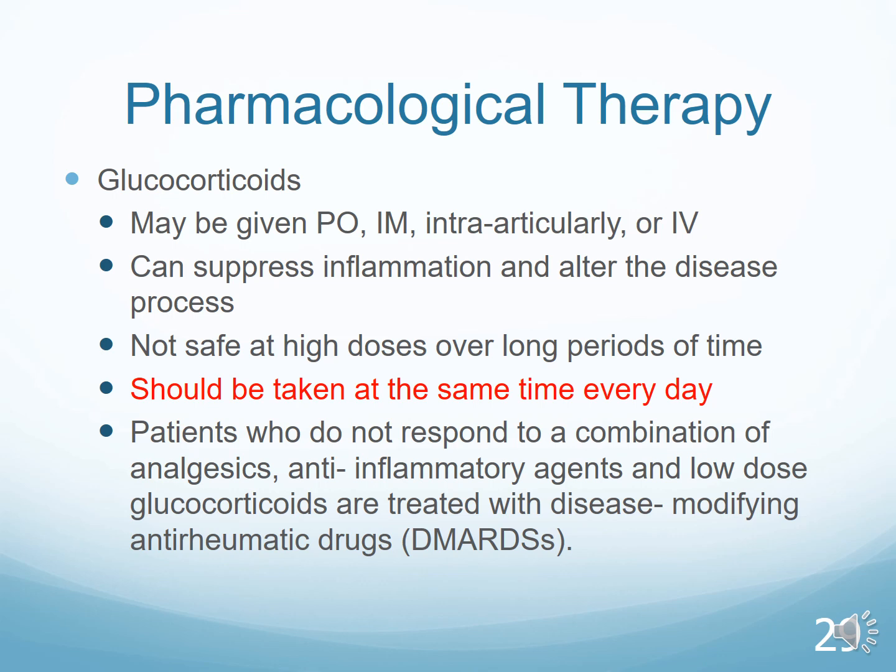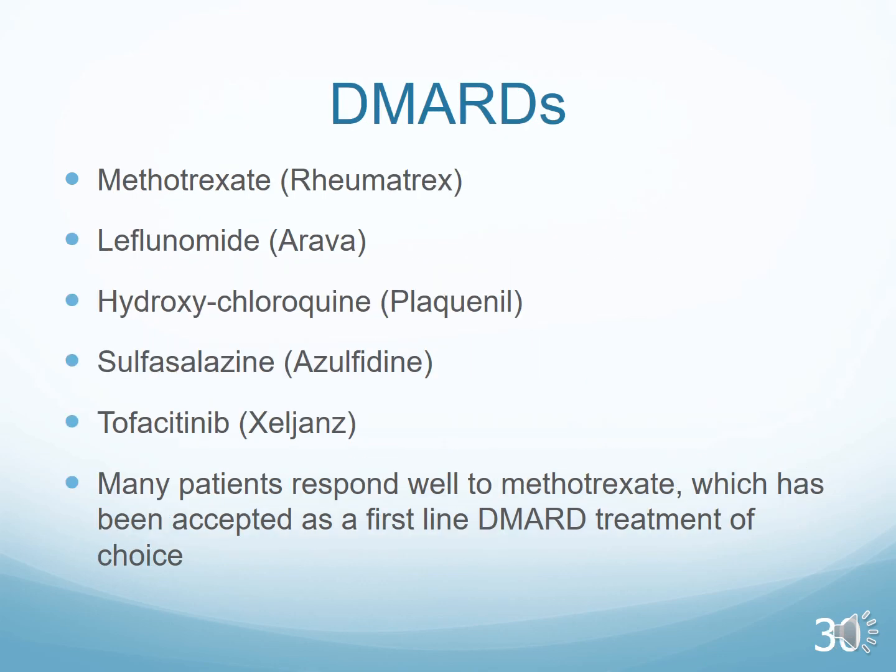So patients who do not respond to a combination of analgesics, anti-inflammatory agents, and low-dose steroids are treated with disease-modifying anti-rheumatic drugs, and these are called DMARDs. So some DMARDs are methotrexate, Arava, Plaquenil. Plaquenil is very present in the news right now. It was one of the possible medications for COVID-19, but I think we went to Remdesivir. Azulfidine and Xeljanz. These are all considered DMARDs.